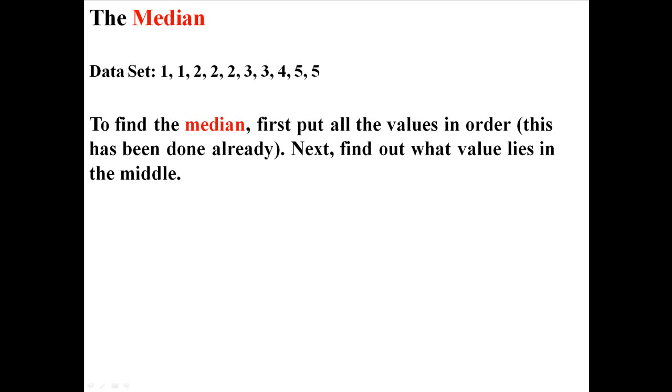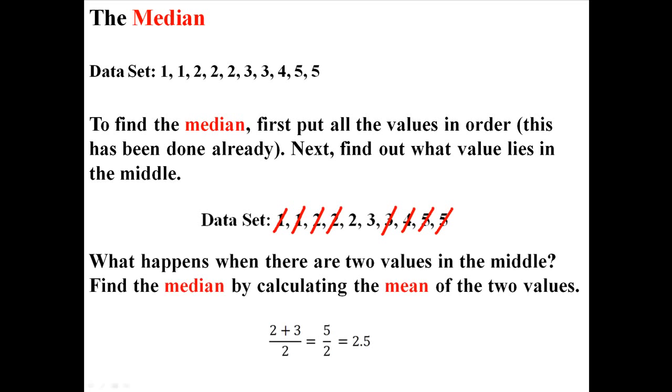But next we have the median, and we have our data set. So to find the median, first put all the values in order, which I've already done, and then next find out what value lies in the middle. So we have them in order, and now we're going to cross things off the edges until we get to the middle to find out what's there. But now we're kind of stuck. We have the 2 and the 3 in the middle. I can't cross them both off, so what do I do?